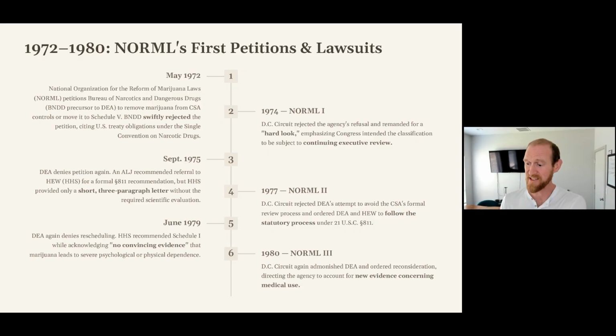The brief says that HHS still recommended Schedule 1, even while acknowledging that no convincing evidence exists to suggest that abuse of the natural marijuana plant materially leads to severe psychological or physical dependence, and psychological dependence, such as the types seen with opiates, barbiturates or alcohol use, has not been observed with THC use in man. So the HHS concluded that it's not highly dangerous or highly addictive.